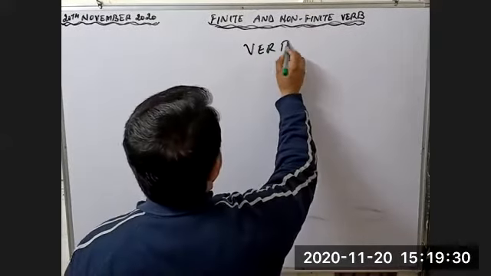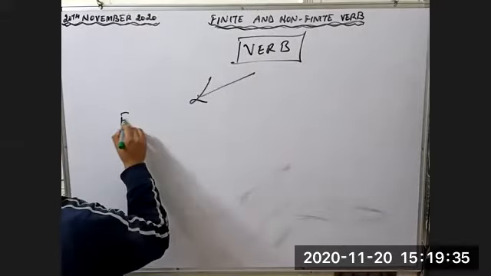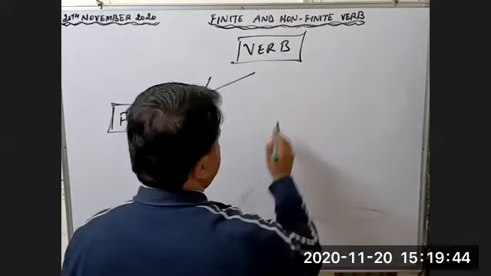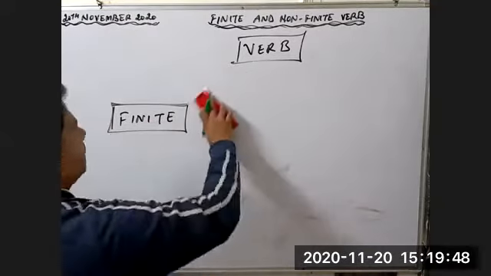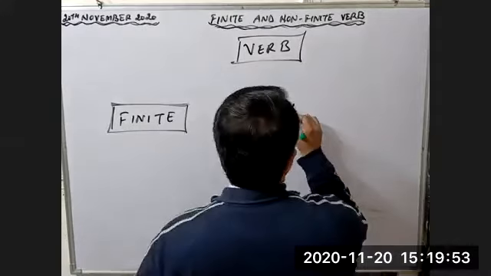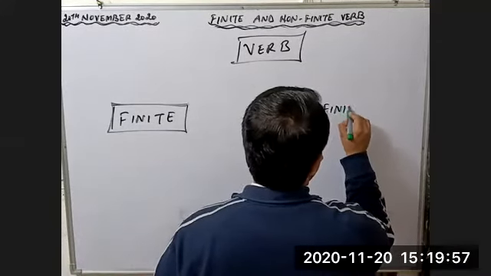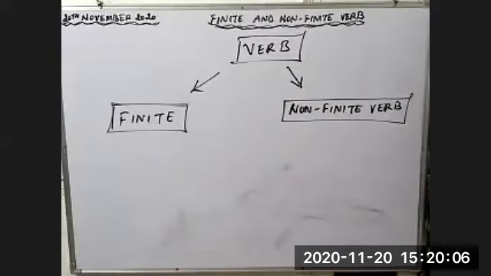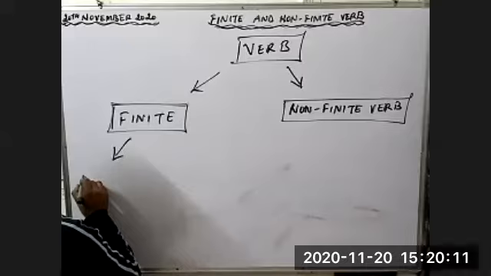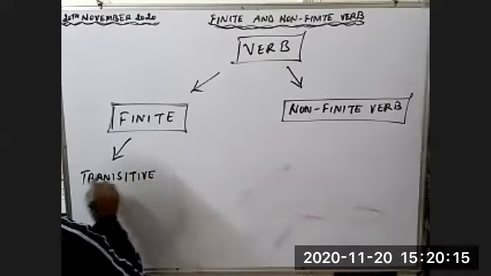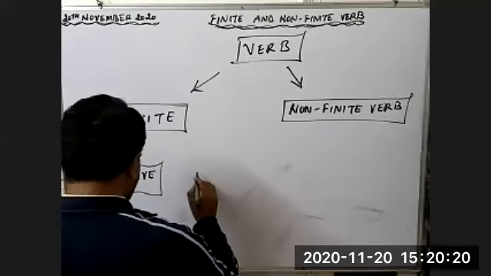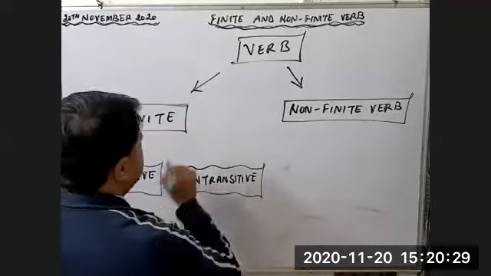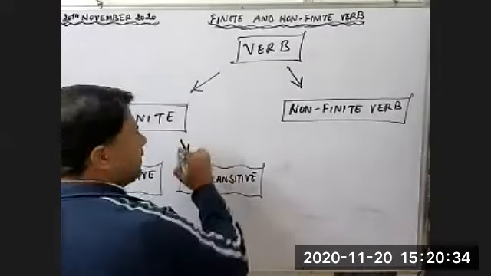So children, verb is of two types: finite and non-finite verb. Children, finite verb is further of two types: transitive and intransitive. And non-finite is further of three types.